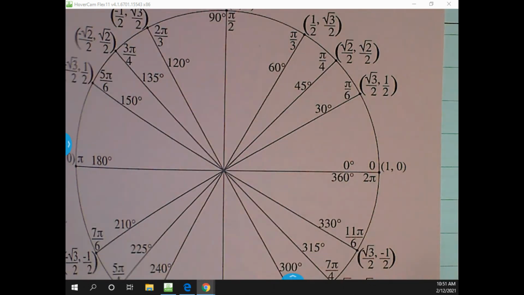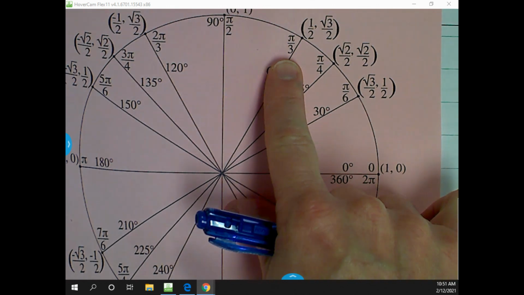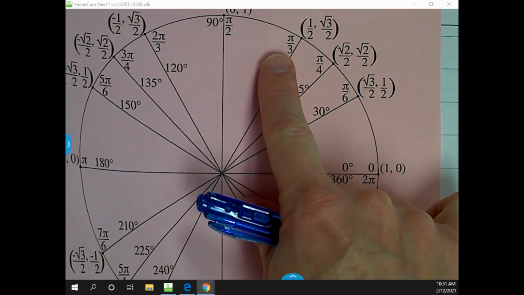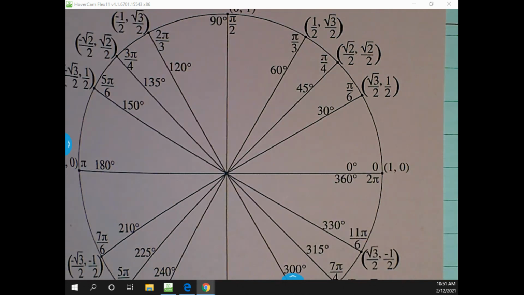All right, so here's what it's going to be. This was the easiest way I could come up with to get everything we needed. If a question asks you to find the cosine of pi over 3, you're going to go to the unit circle, find pi over 3, and cosine is going to be the first number. So the answer to cosine of pi over 3 is just 1/2.